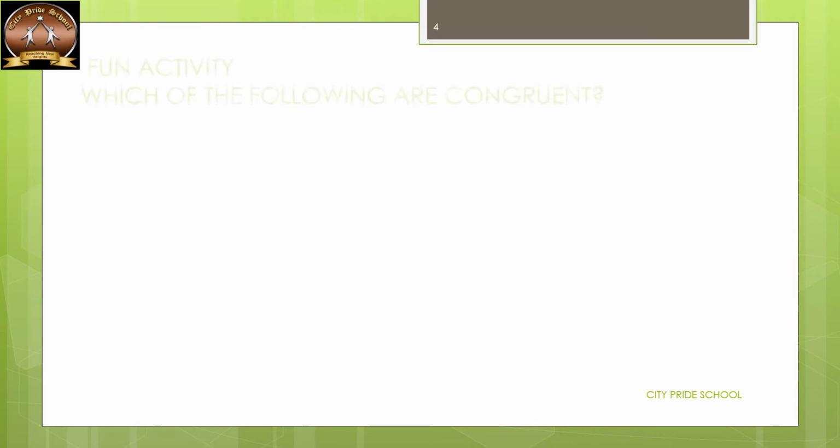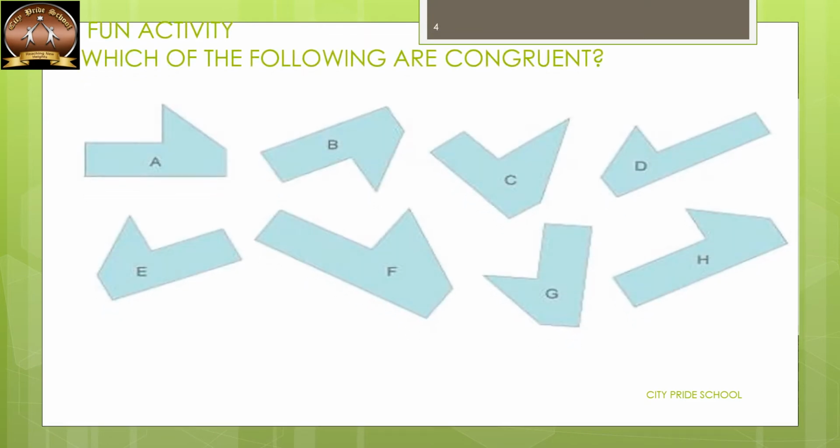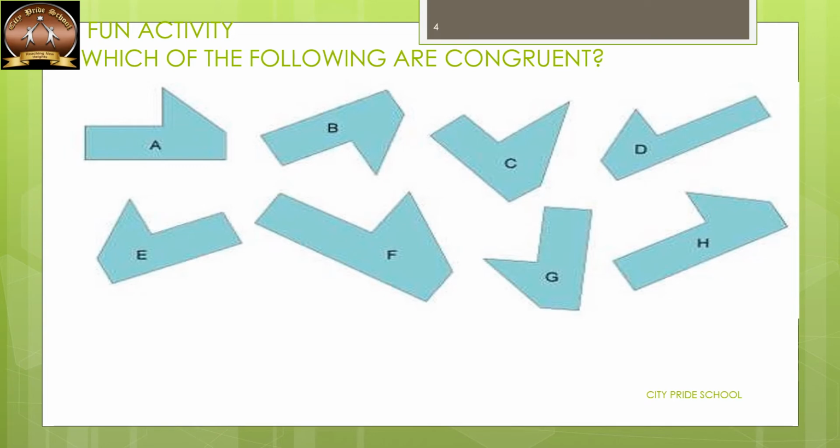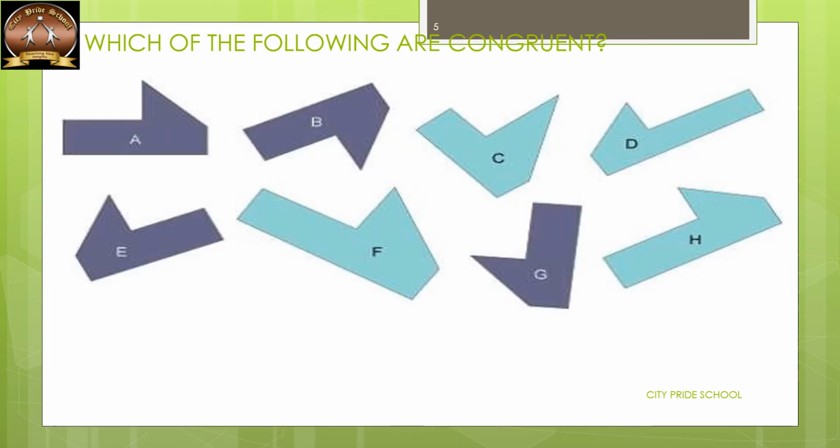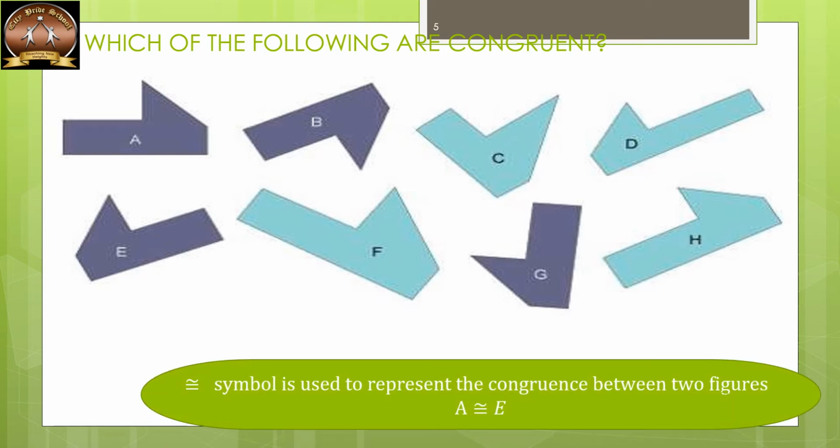Let us now do a small fun activity. Here certain figures are given and you have to find out which of these figures are congruent. See, figures A, E, G, B are congruent, I'll say, because if I cut these figures and place them on each other, they will coincide with each other. You have to know that the symbol used to represent congruency is this one. So here I have written that A is congruent to E.